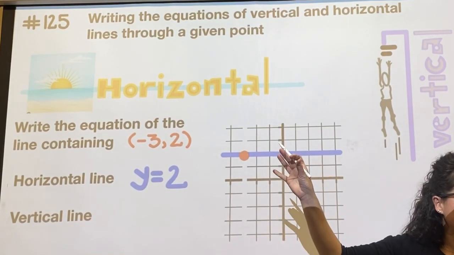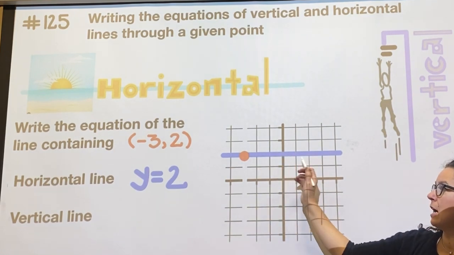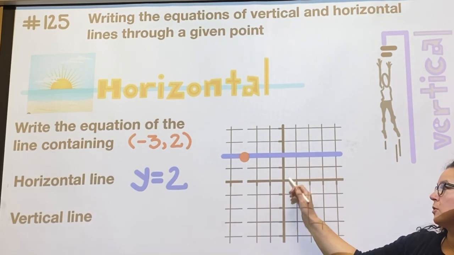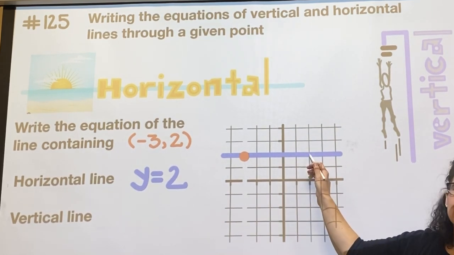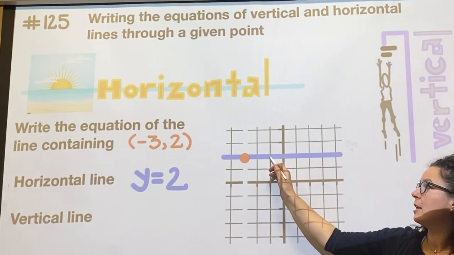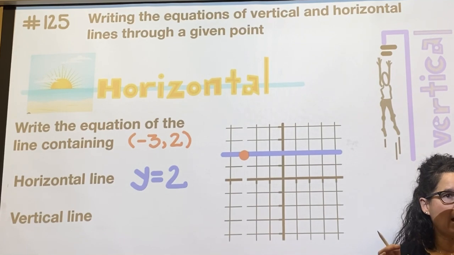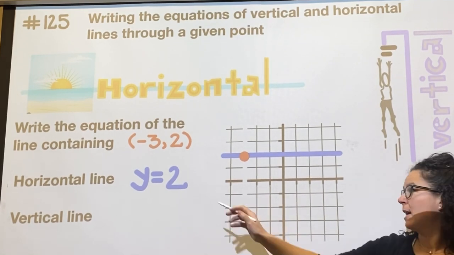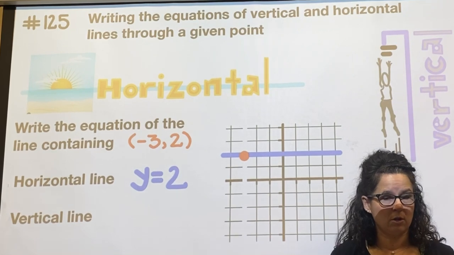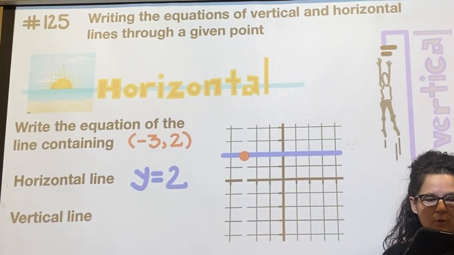If you investigate that a little further, every single point on this line, if I go right 1 up 2, 1 comma 2, right 2 up 2, 2 comma 2, 3 comma 2, 4 comma 2, -1 comma 2. Every point on this line, the y of the point is a 2, and that's why it's just simply y equals 2.